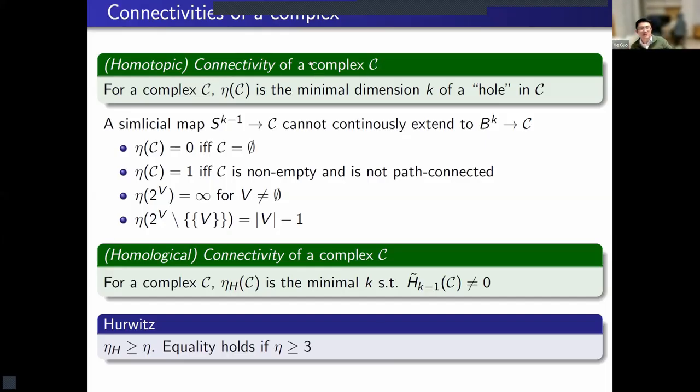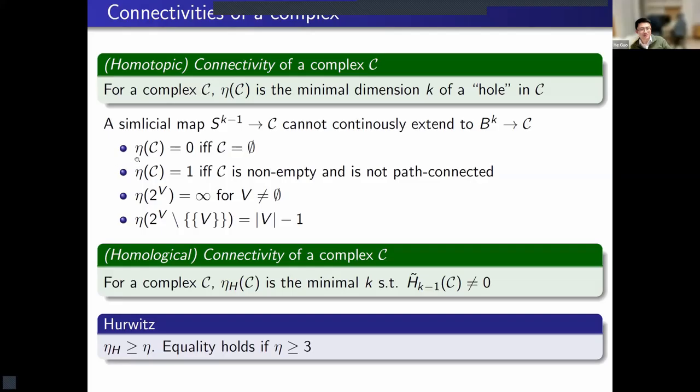If you have a compact complex C, we can define the homotopic connectivity of C to be the minimal dimension of a hole in your complex C. It doesn't matter if you do not understand what a hole is. If you want a formal definition, it means that there is a simplicial map of the K-1 sphere into your complex that cannot continuously extend to the K disk in the complex C.